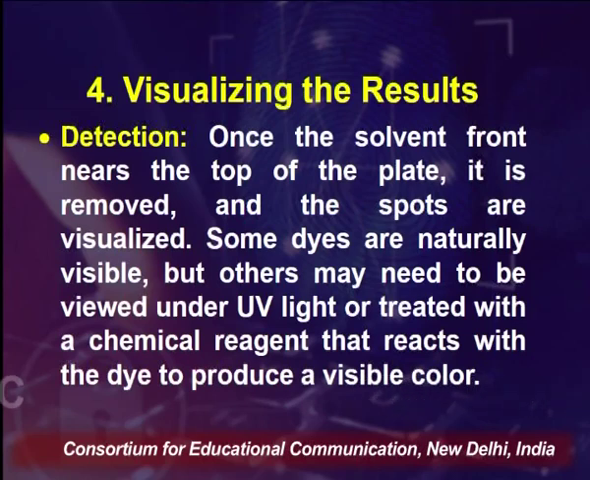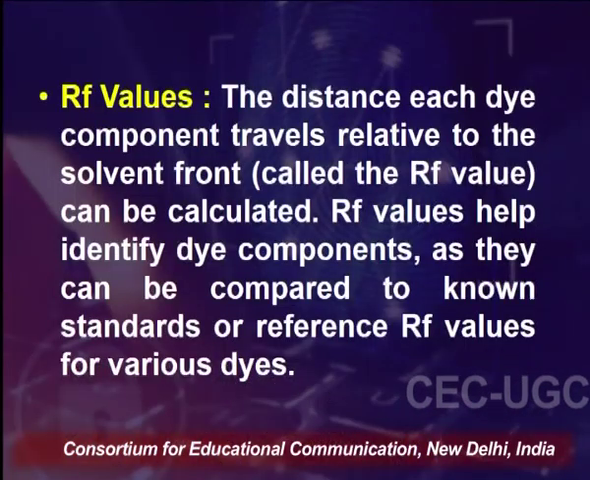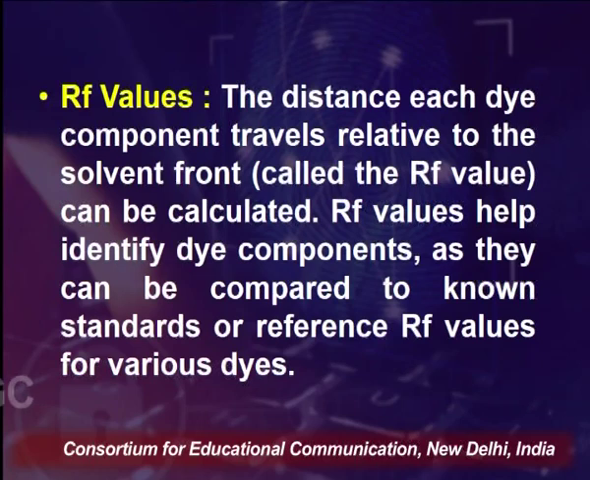We can just calculate the RF. How can the RF be calculated? It can be calculated by the distance travelled by the solute divided by the distance travelled by the solvent. So, if different dyes are used in different samples, the RF of those dyes will be different, and then we can say whether these two dyes are similar or not. So, RF value varies for different dyes. We have a library where we have certain standards or references whose RF values are noted.